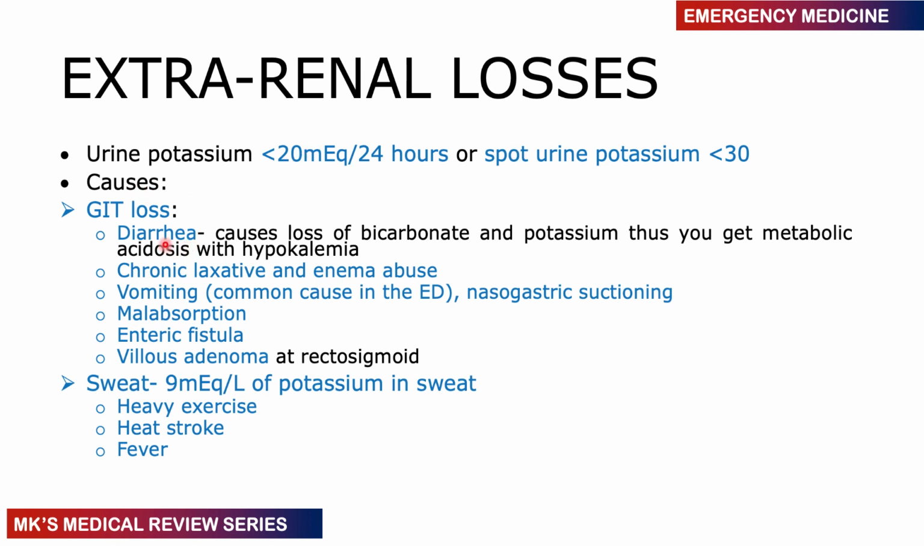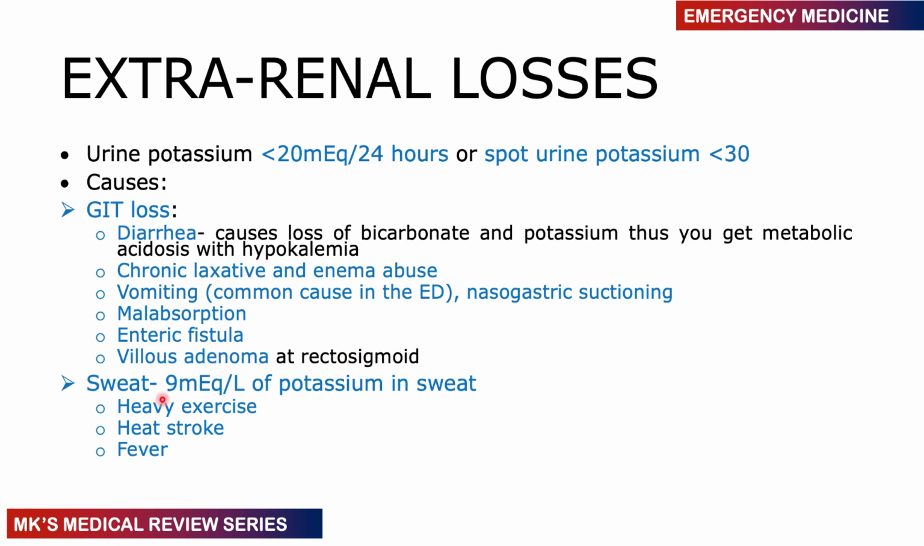So these causes may be divided into GIT losses, things like diarrhea. Remember, you're losing bicarbonate, you're also losing potassium. So these patients get a metabolic acidosis that's associated with hypokalemia. You may have chronic laxative and enema abuse, vomiting. This is a very common cause in the emergency department. Nasogastric suctioning, malabsorption, enteric fistula, villus adenomas at the rectosigmoid area.